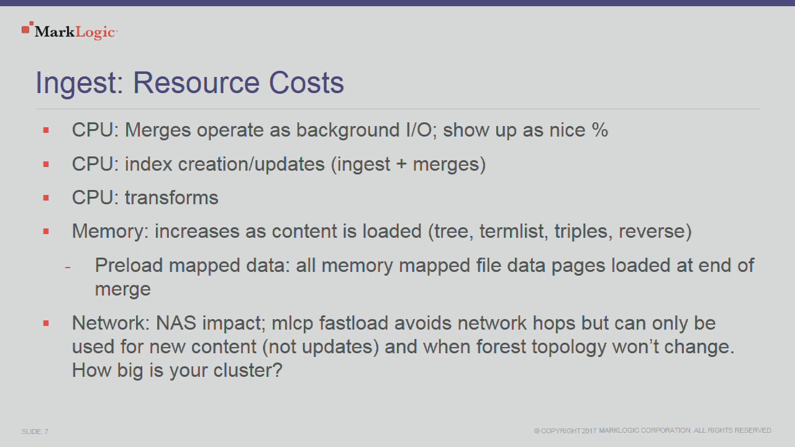Just calling out this one item, preload mapped data. This is a setting that we'll come back to. Remember this. Clip will talk more about the implications of this. But if this is set to true, basically what happens is all of your memory map file data pages load at the end of the merge. So you have this big load process right at the very end. You also have network impact if you've got a big distributed cluster sending data around from node to node.